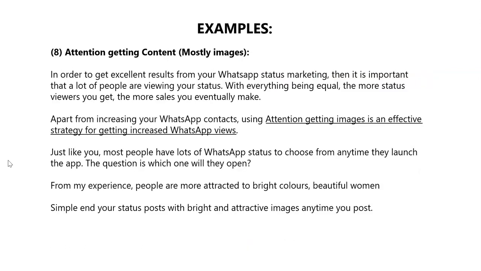And finally, we have attention getting content, which are mostly in form of images. In order for you to get excellent results from your WhatsApp status marketing, it's important that people are viewing your status, and you want a lot of people who are on your WhatsApp contacts to be viewing your status and even looking forward to it. With everything being equal, the more status viewers you get, the more sales you are going to make. So apart from increasing your WhatsApp contacts, using attention getting images is an effective strategy for getting increased WhatsApp views.